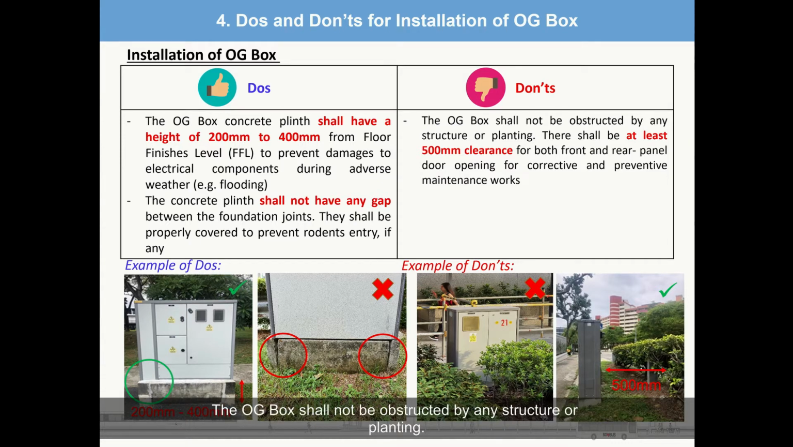The box shall not be obstructed by any structure or plantings. There shall be at least 500 mm clearance for both front and rear panel doors opening for corrective and preventive maintenance works.